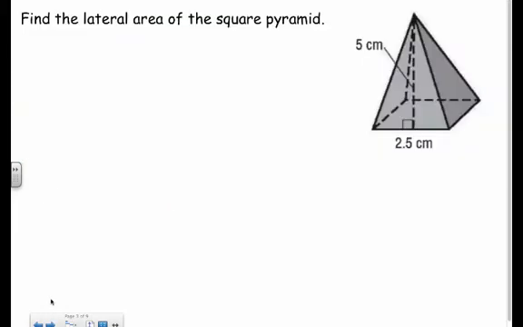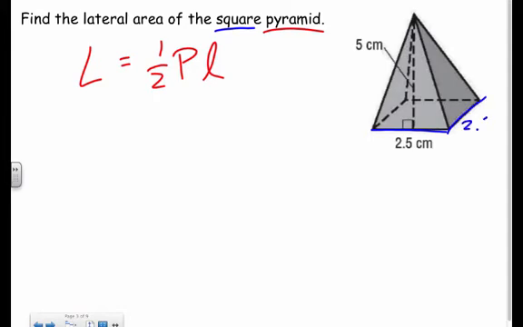numbers that we do. So first of all, it says find the lateral area of the square pyramid. So lateral area, it's a pyramid. So I'm taking 1/2 times the perimeter times the slant height. Let's take a look at information we know. Well, it's a square pyramid, so I know that I have a square. So 2.5 times 2.5, well, that would give me the area. I don't need to worry about the area right now.